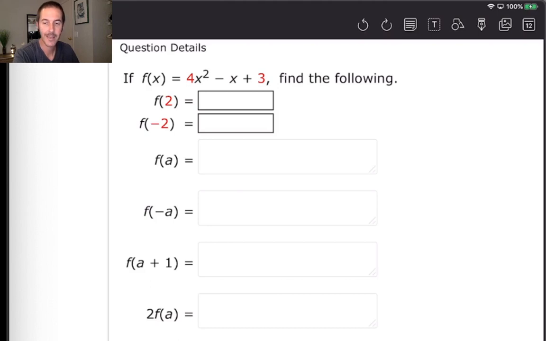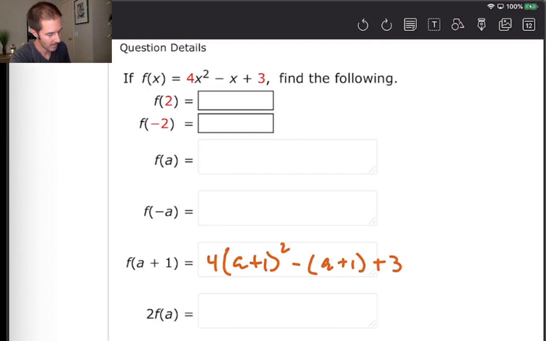And when you make that substitution, when you plug that in, a plus 1, put it in parentheses. Now this isn't the answer, even though I'm writing it in this space. But you've got a plus 1 squared minus a plus 1 plus 3. Notice that I put the a plus 1s in parentheses.